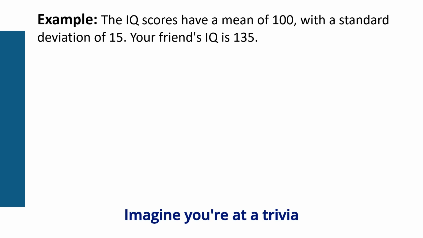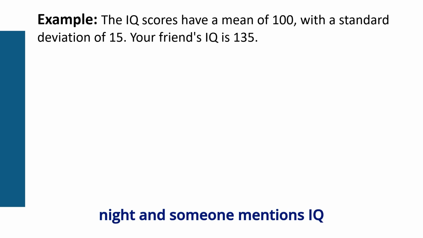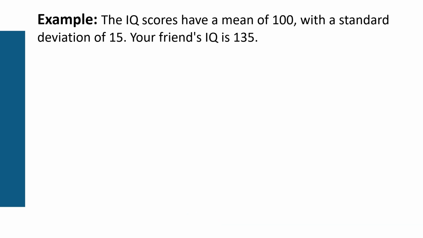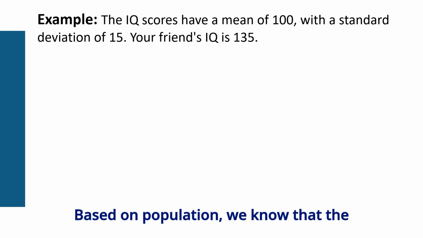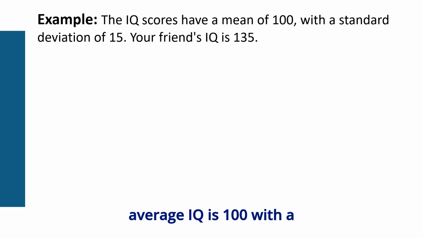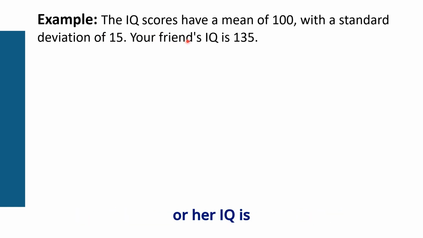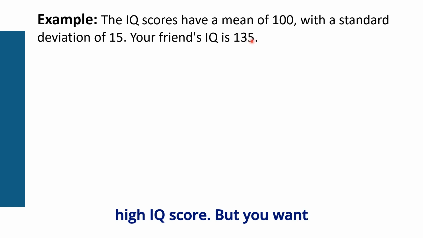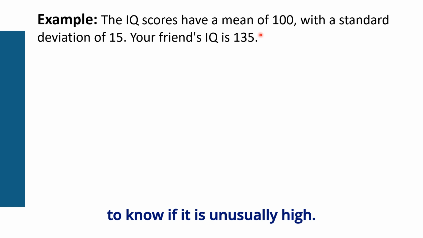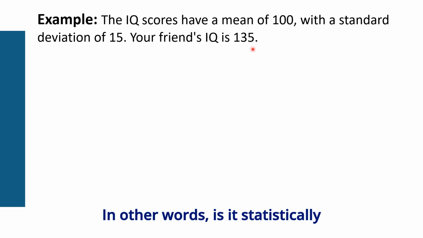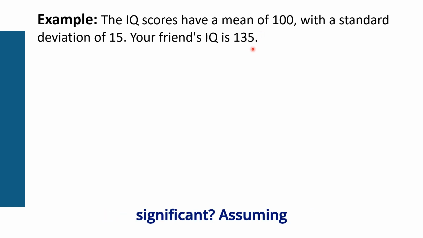Imagine you're at a trivia night and someone mentions IQ scores. Based on population, we know that the average IQ is 100 with a standard deviation of 15. Your friend proudly announces that his or her IQ is 135. You know that 135 is a high IQ score, but you want to know if it is unusually high. In other words, is it statistically significant?